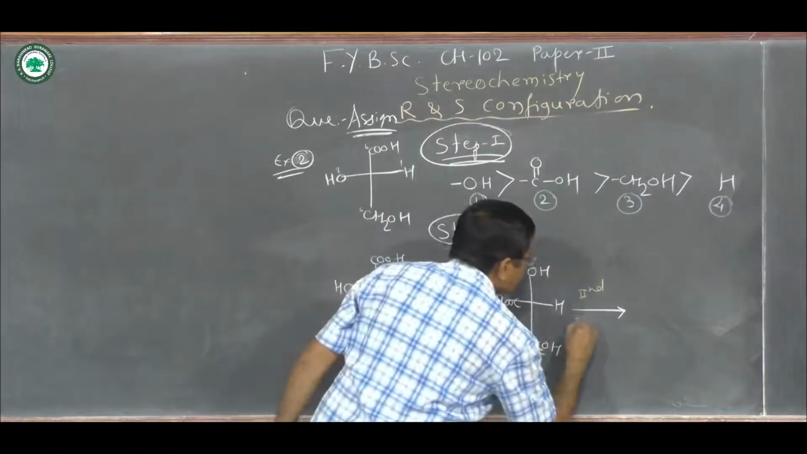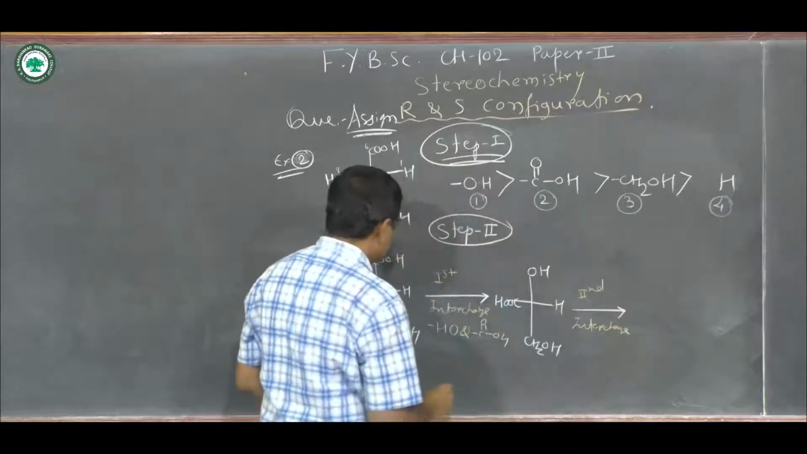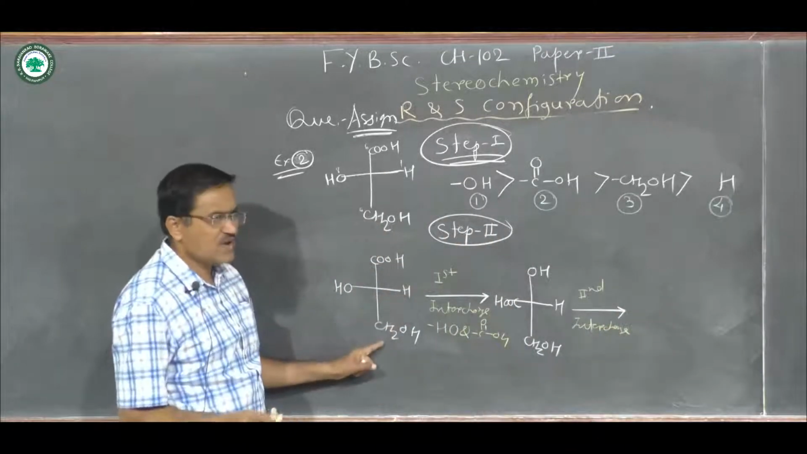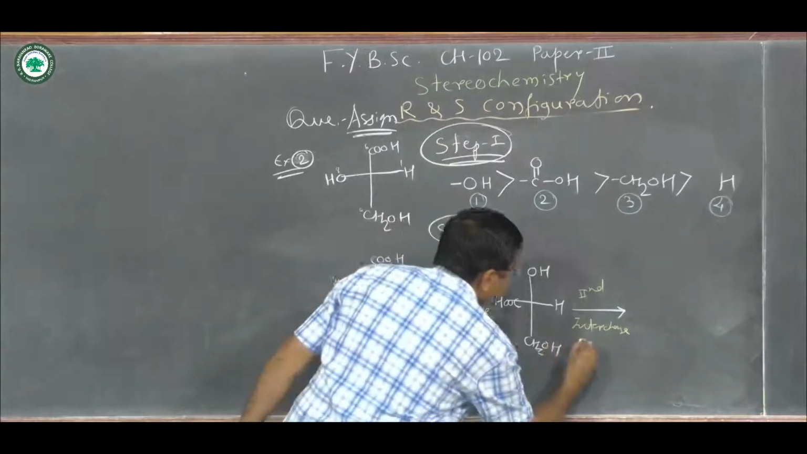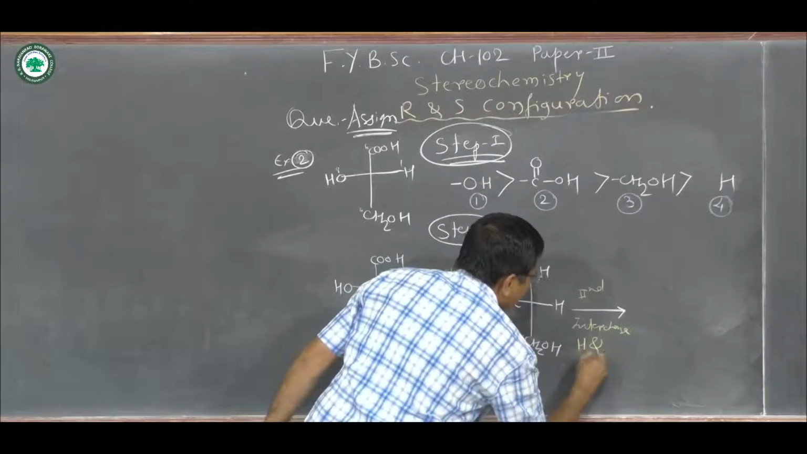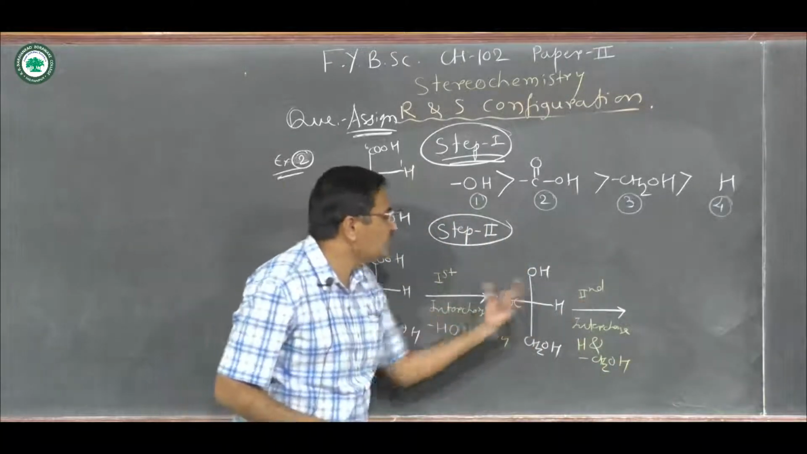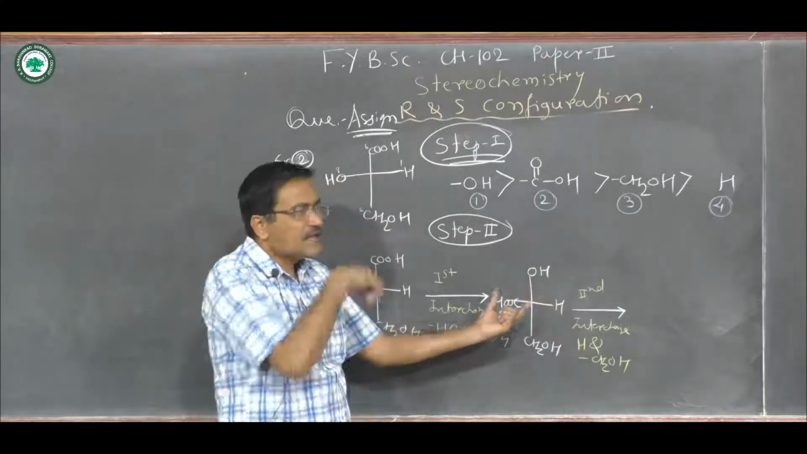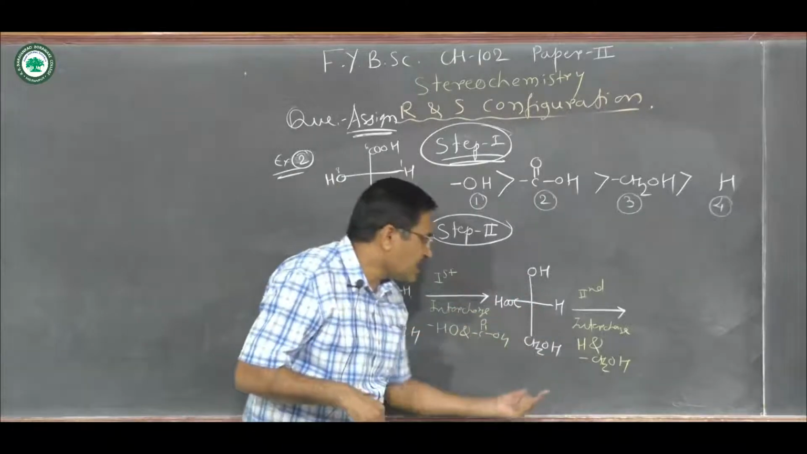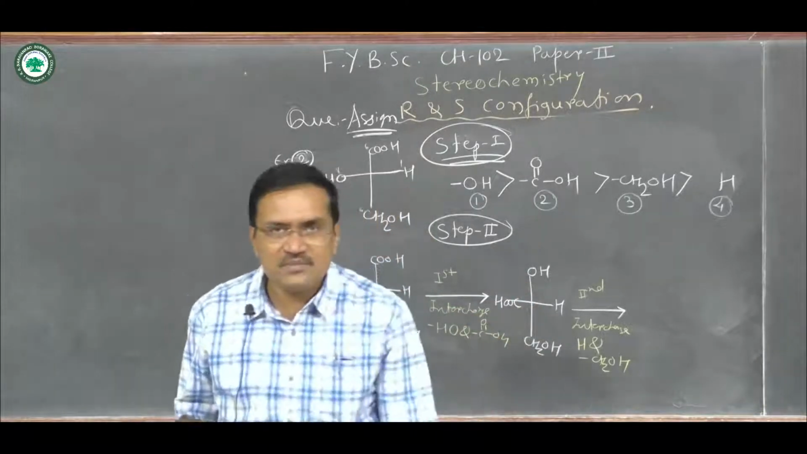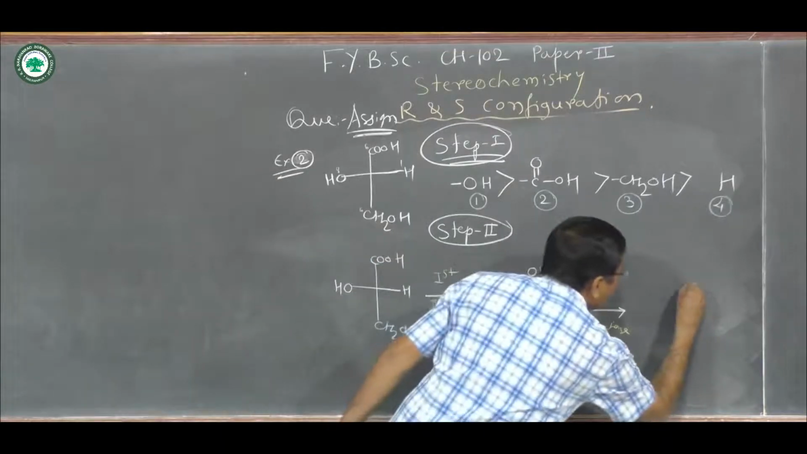Okay, second interchange in between H and CH2H. Why? Because we want to move this H to the bottom position. So H and CH2H, and we make only 2 interchanges. Only even interchanges are allowed. Even interchanges means 2 times or 4 times, not 3 times.